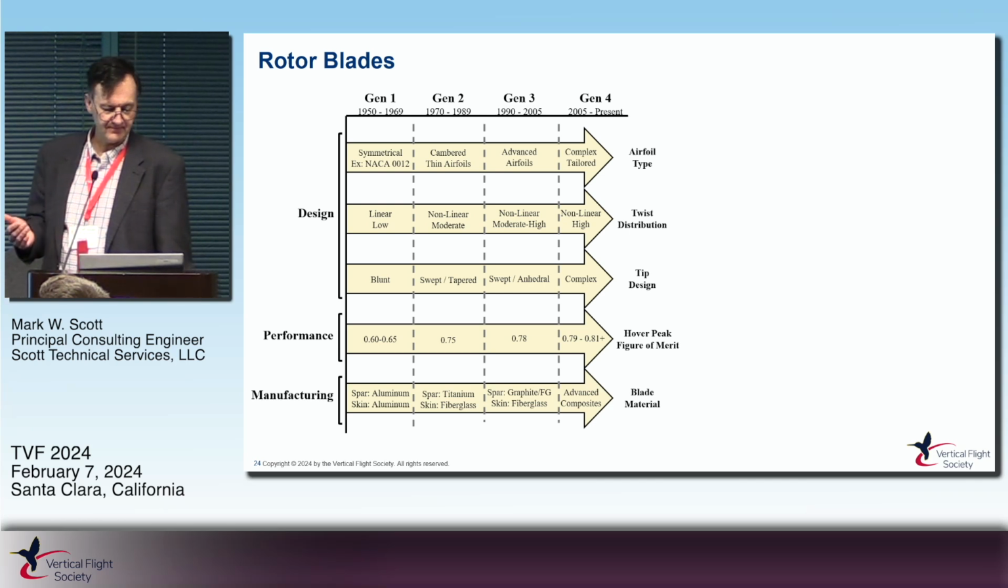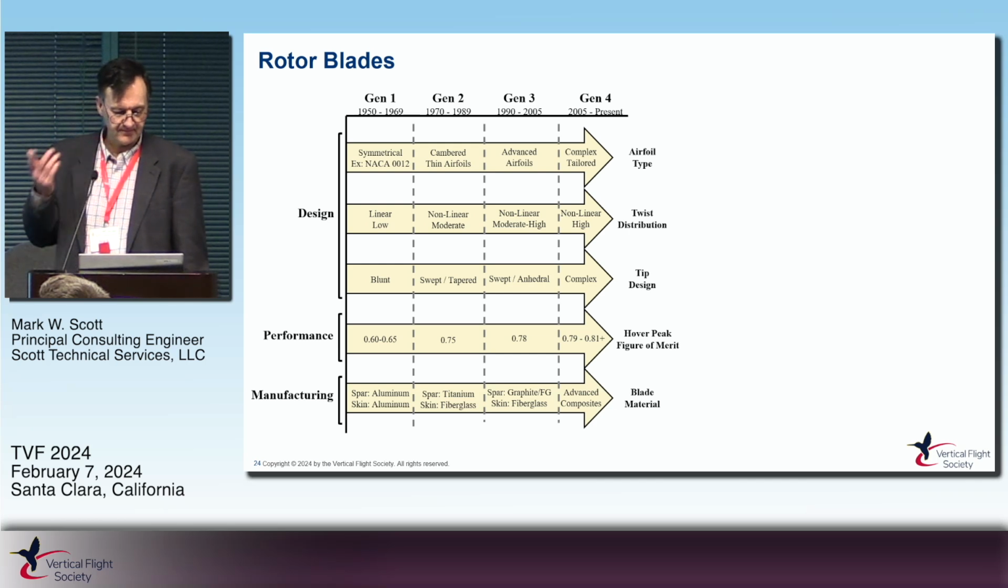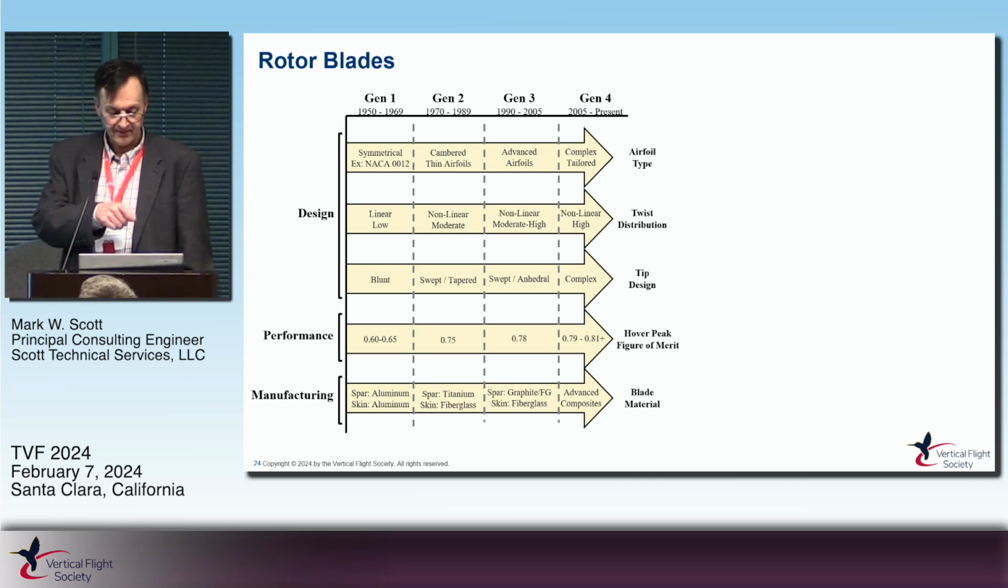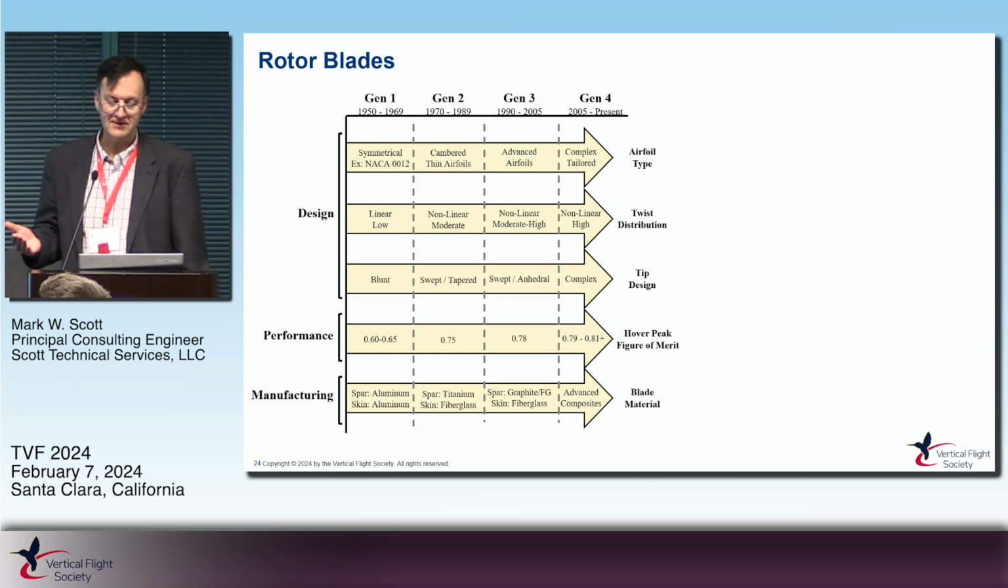Performance: figure of merit, right? A big important thing for takeoff, below 0.6, or up to 0.8 in the neighborhood, depending on the aircraft. So a lot of the first three rows are giving us the performance in the fourth one. And then manufacturing: we've gone from aluminum all the way up to fancy composites and automated fiber placement, so again, a place where composites are coming in.